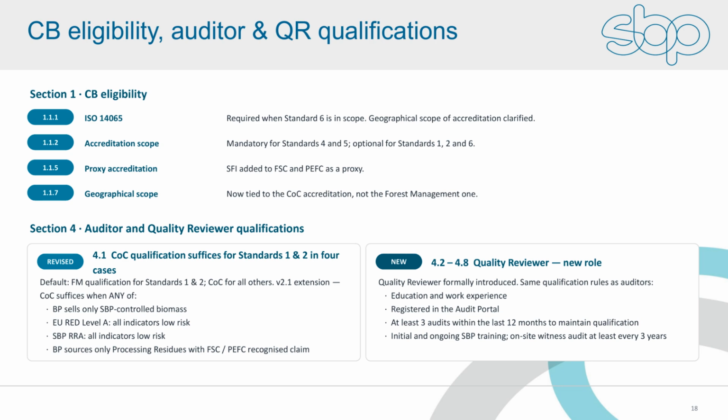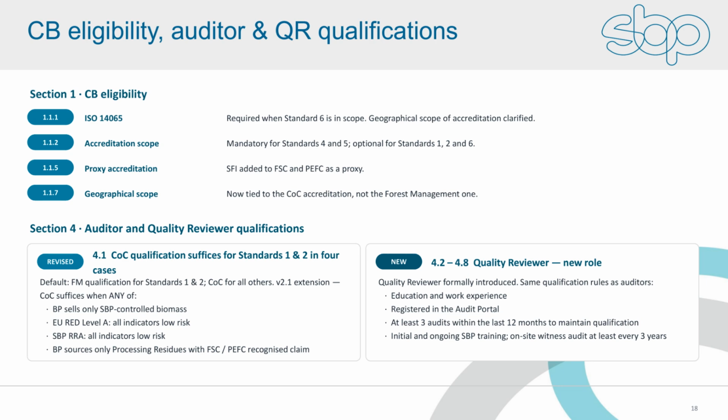Section 4, Auditor and Quality Reviewer Qualifications. 4.1 is revised. The default is still the FM qualification for Standards 1 and 2, but the COC qualification now suffices in 4 cases. When the BP sells only SBP-controlled biomass, when EU RED Level A applies with all indicators low risk, when the SBPRA shows all indicators low risk, or when the BP source is only processing residues with an FSC or PEFC recognized claim.